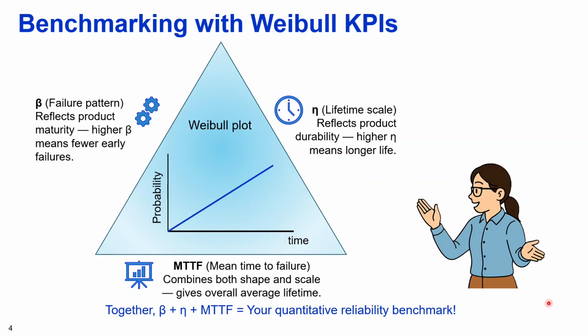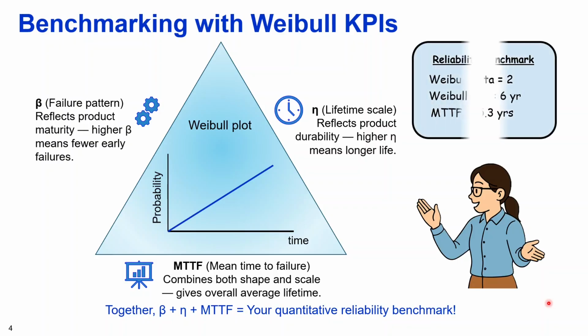So back in our example, the reliability benchmark should include the beta equals to 2, eta equals to 6 years, and MTTF equals to 5.3 years. When you try to compare different versions at work next time, what you can do is to benchmark the reliability improvement by looking at whether beta increases, eta extends, or MTTF grows. And that is how Weibull turns from a theoretical plot into a practical reliability tool.